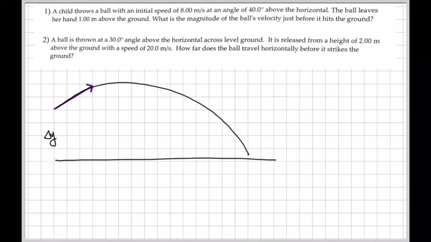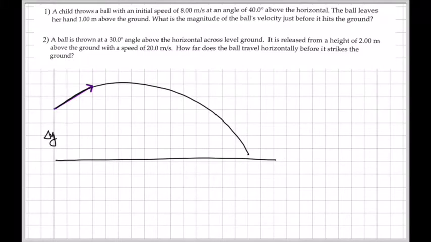That's amazing. So a child throws a ball with an initial speed of 8 meters per second at an angle of 40 degrees above the horizontal. The ball leaves her hand 1 meter above the ground. What is the magnitude of the ball's velocity just before it hits the ground? In this case, you're only asked to find the magnitude, not the direction. So if I had asked, what is the ball's velocity? You have to find both magnitude and direction, just saying.